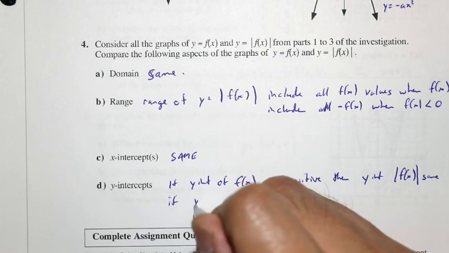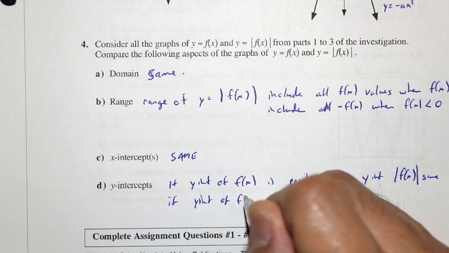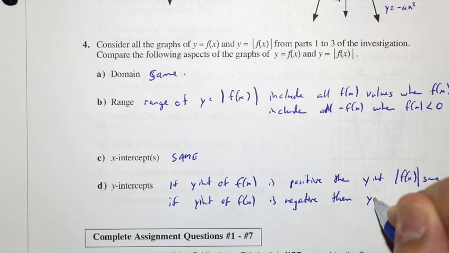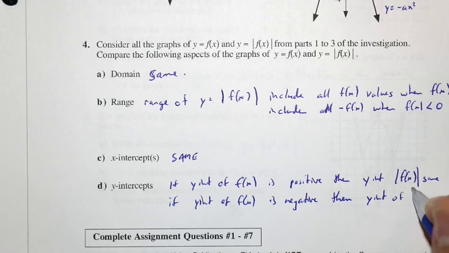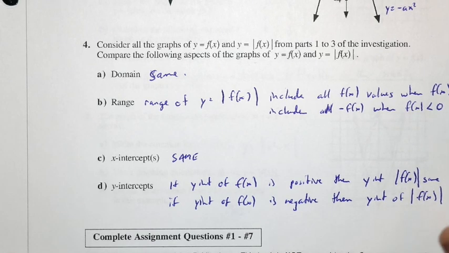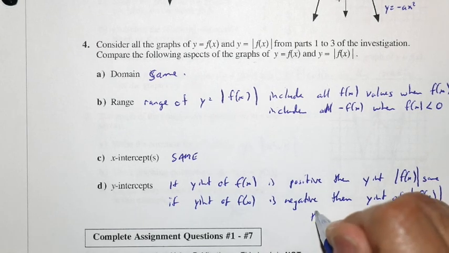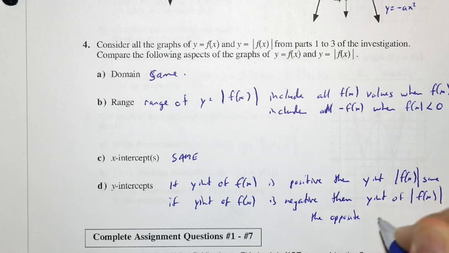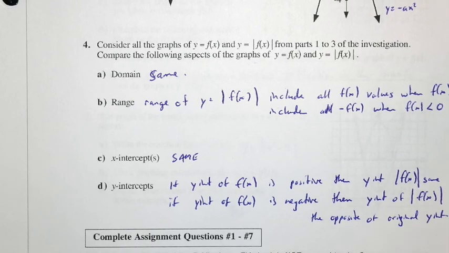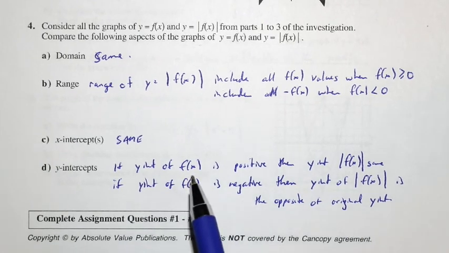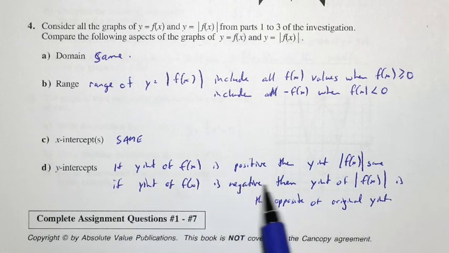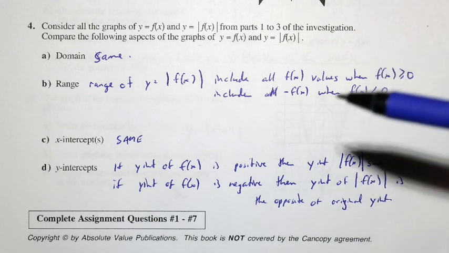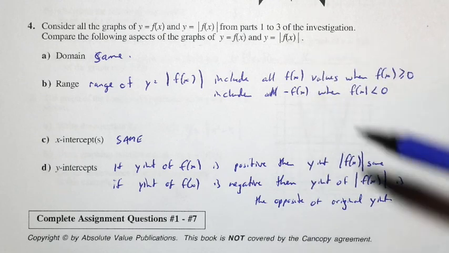But if the y-intercept of f of x is negative, the y-intercept of the absolute value of f of x is going to be the opposite value of the original y-intercept. Now that's only if the y-intercept is negative. If the original y-intercept is negative, then taking the absolute value of the whole function is going to reflect that y-intercept across the x-axis to become a positive.